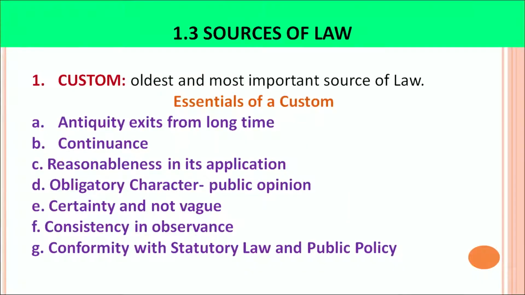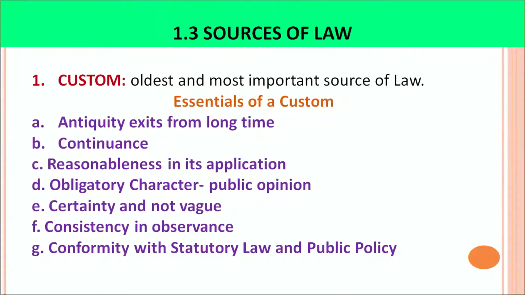Now, the sixth point is regarding consistency in observance. That is, it is not that there are breaks in between. It should be consistently followed. And the last important essential of a custom is that it should conform with the statutory law and public policy. As I told you, we have to consider the larger masses, their rights and welfare, and then see whether the custom should be followed or not as a source of law. So these are the essentials which a custom needs to have in order to be considered an important source of law.